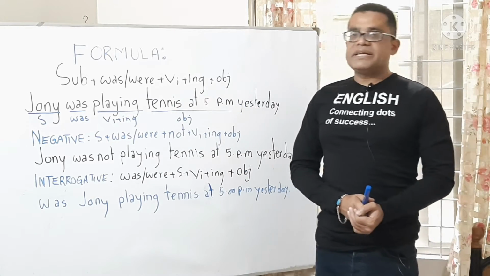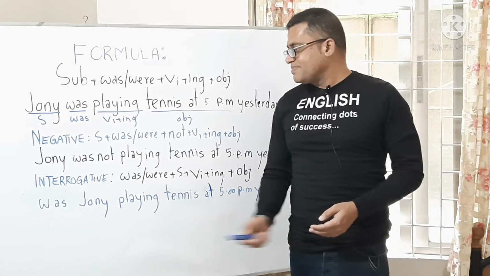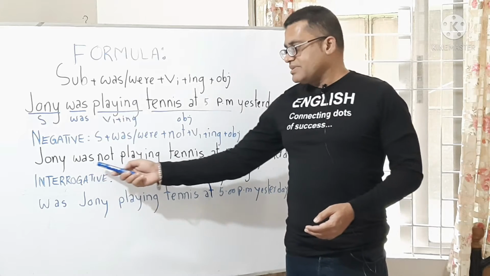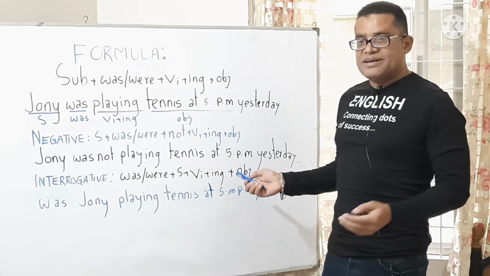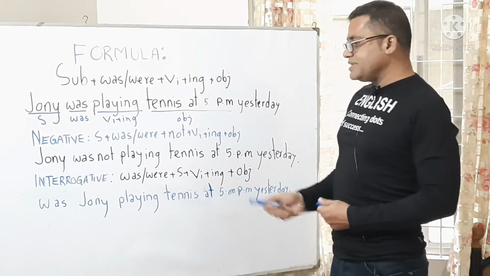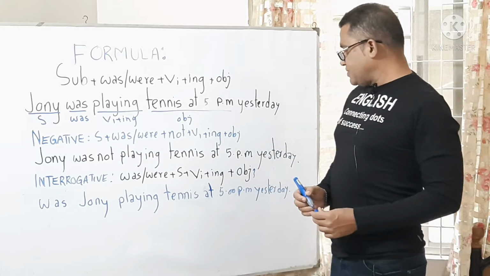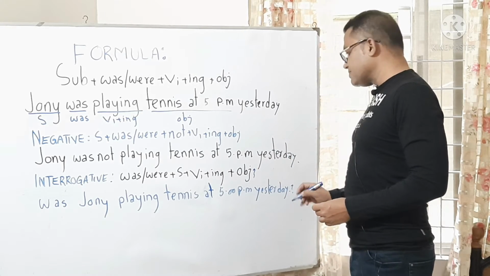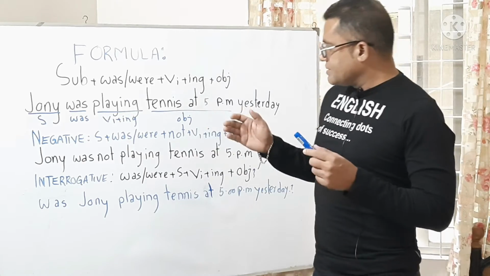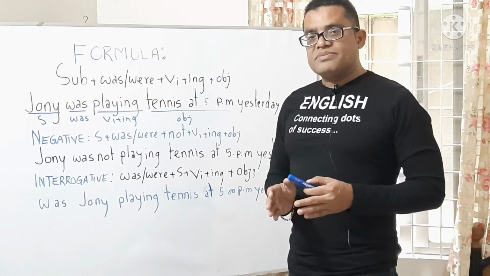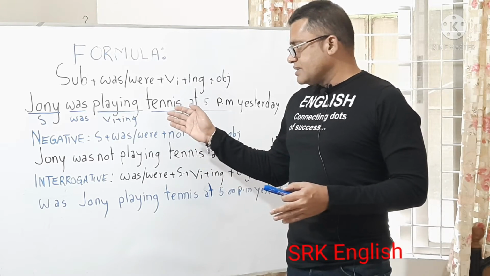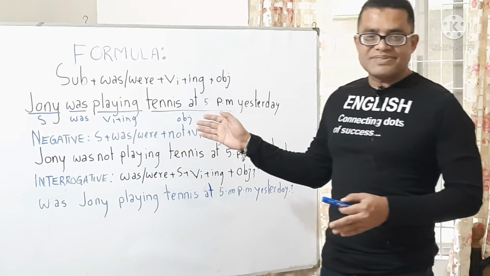And what to do to make a negative sentence? That is also very simple. Subject, was, were, not, V1 ing, object. Johnny was not playing tennis at 5 p.m. yesterday. And how to make an interrogative sentence? Was, were, subject, V1 plus ing, plus object. Was Johnny playing tennis at 5 p.m. yesterday? So students, this is all for past continuous tense. You remember the formula: subject, was, were, V1 ing and object. I think this whole thing is easy for you now. Let's hope for the best.